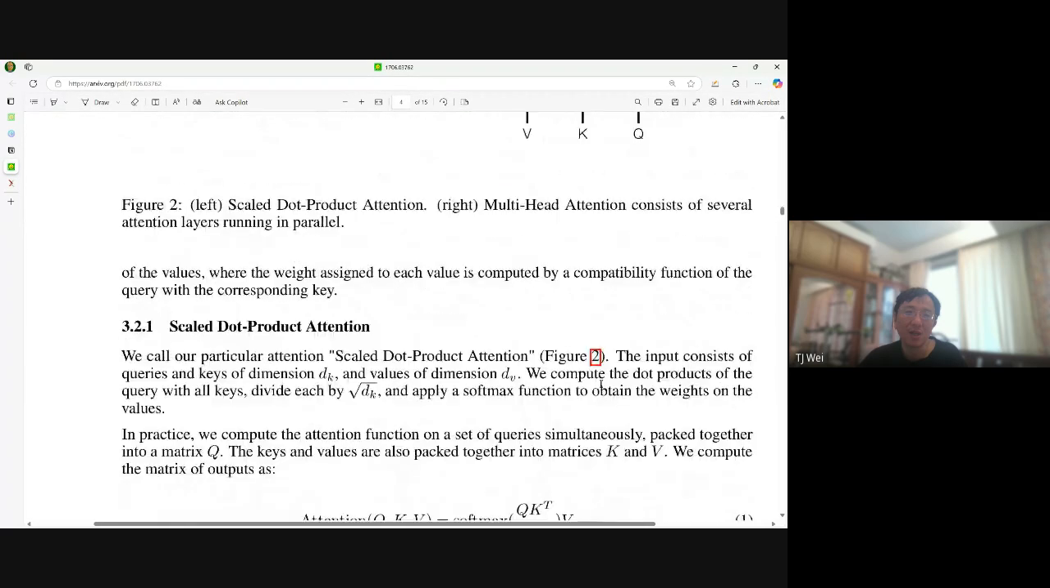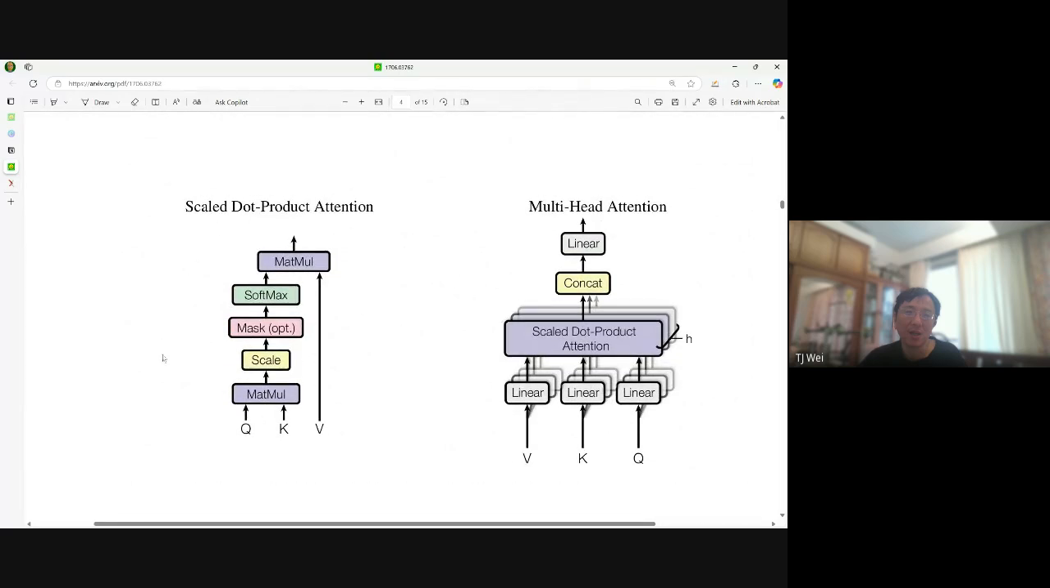Okay, so the attention block can be viewed as this thing. There are different kinds of attention. The most popular attention that we are using is called the scaled dot product attention. It can be either self-attention or cross attention, but this is called the scaled dot product attention. So what is scaled dot product attention?